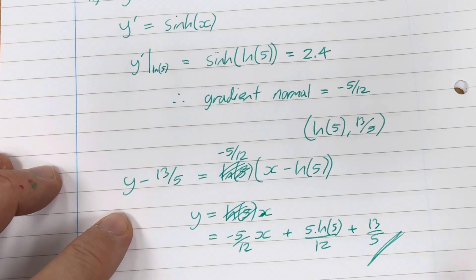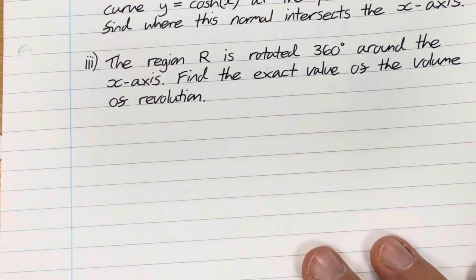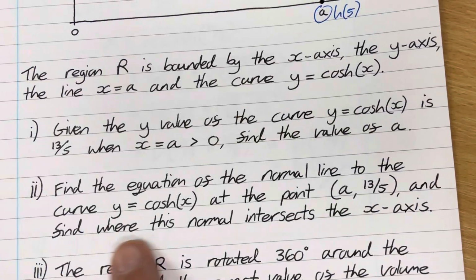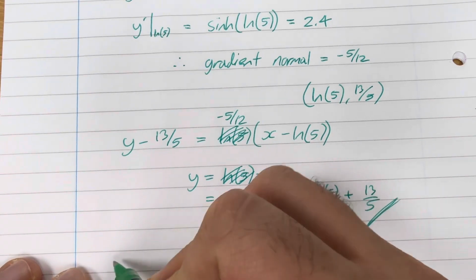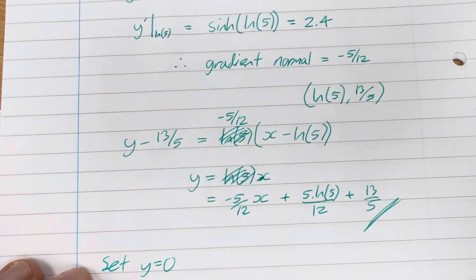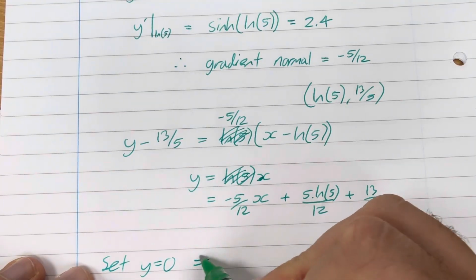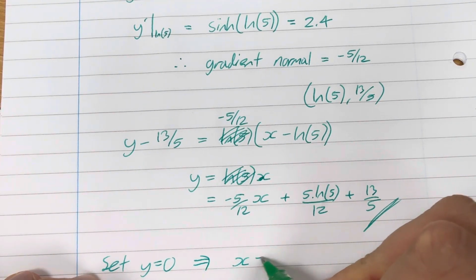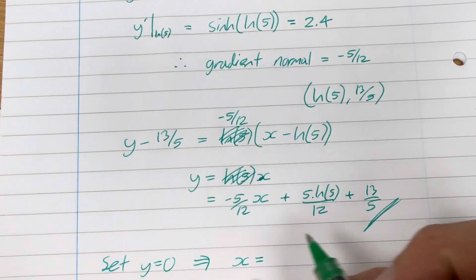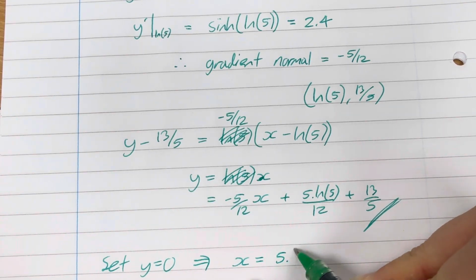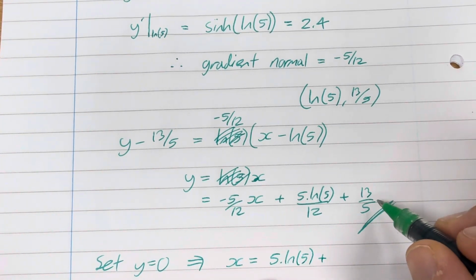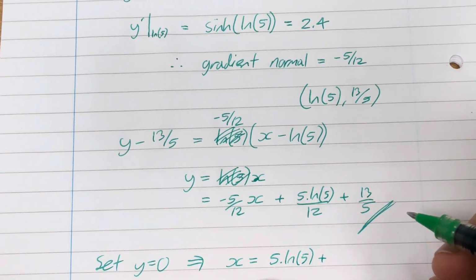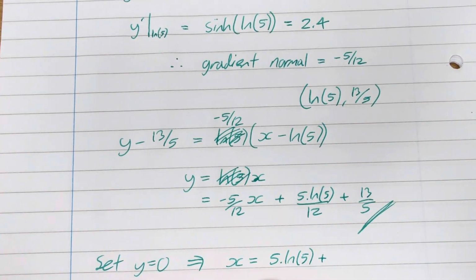Okay. And then part 3. Oh, no, sorry. And then I need to find where this normal intersects the x-axis. Okay, so to find where this is going to intersect the x-axis, I'm going to set y to 0, because that will be where this intersects the x-axis. And I will get that x is going to equal, bring that across to this side, and then times by 12, I'm going to get 5 times log 5 plus 13 times 5, 13 times 12, which is 156.